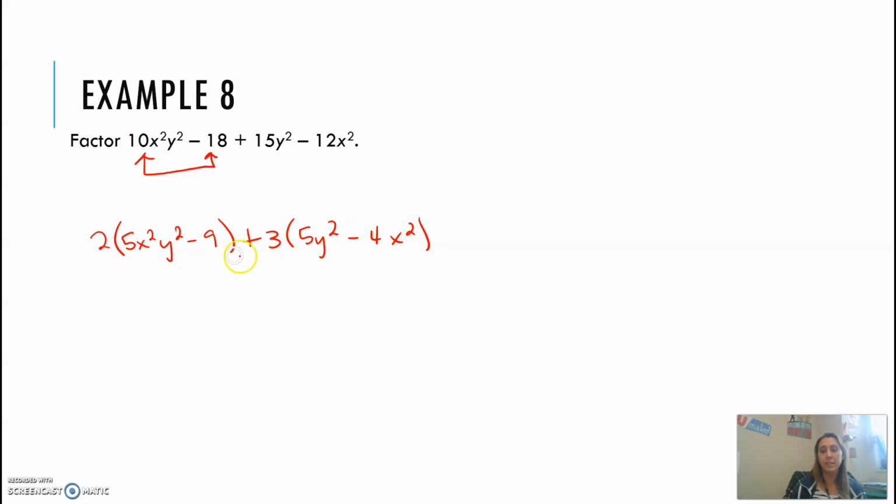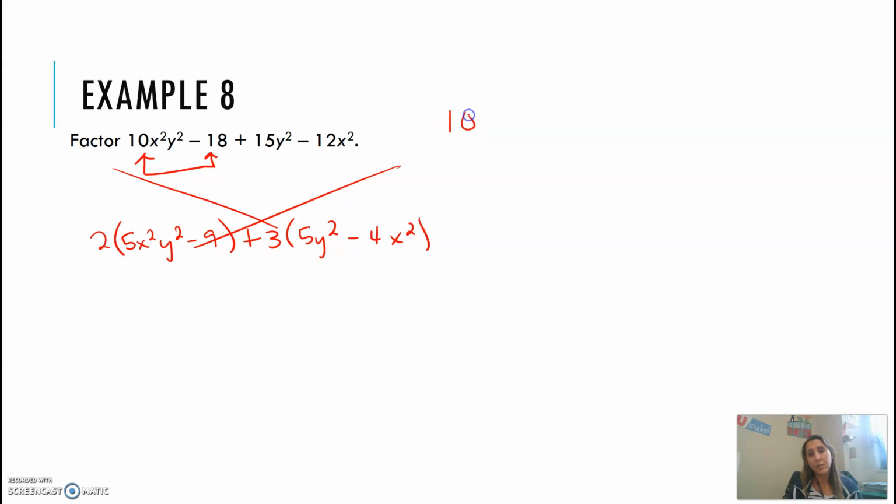This is where we have to stop. This and this do not match. They don't match at all. This and this don't match. So I have no more greatest common factor right here. So what I need to do is not do it this way, and I need to rearrange and see if I move around the middle terms.